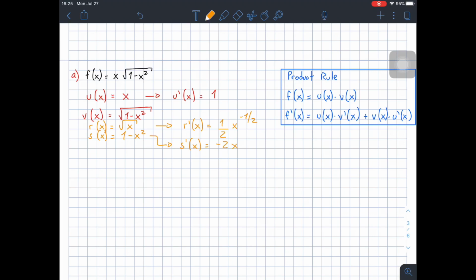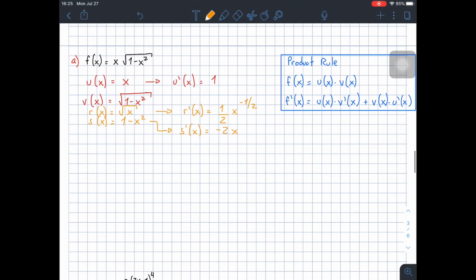Negative 2x. Okay, so now to be able to find the derivative of function v, which is what I want in order to apply the product rule, I need the derivative of v. So v prime of x would be equal to the derivative of the outside function, that's 1/2. Instead of writing x, I'm going to write 1 minus x squared, which is function s, right? This is to the power of negative 1/2. And this is being multiplied by the derivative of s, which is negative 2x. I see that I can simplify some terms. For example, the 2 simplifies with this 2.